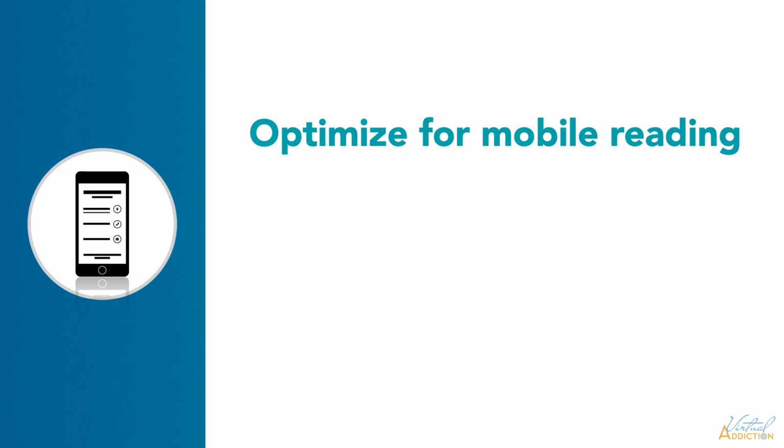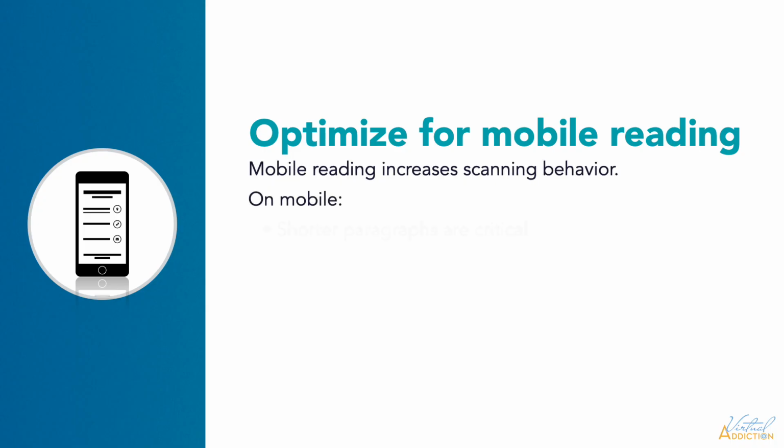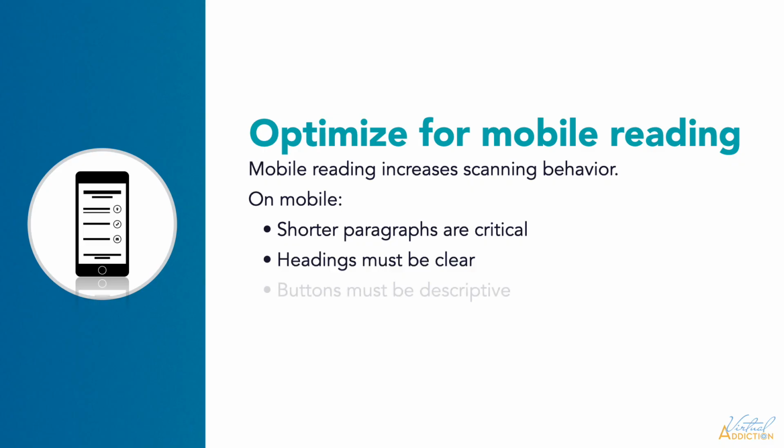Optimize your web page for mobile use. Mobile increases scanning behavior. On mobile, shorter paragraphs are critical. Headings must be clear. Buttons must be descriptive, and white space matters even more. A paragraph that feels short on a desktop can feel overwhelming on a phone. Design and writing must adapt.